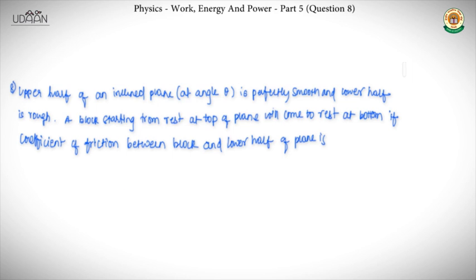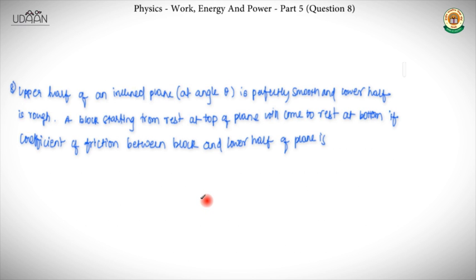So let's move to question number 8 from the chapter Work, Energy and Power. It states that the upper half of an inclined plane, inclined at an angle theta with the horizontal, is perfectly smooth and the lower half is rough. A block starting from rest at the top of the plane will come to rest at the bottom if the coefficient of friction between the block and the lower half of the plane is. So we'll proceed with the solution part.